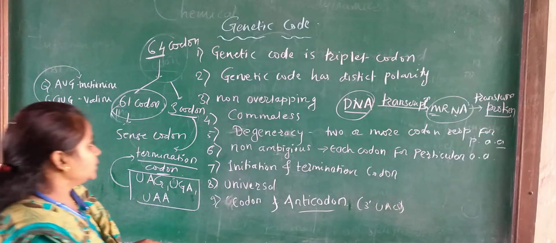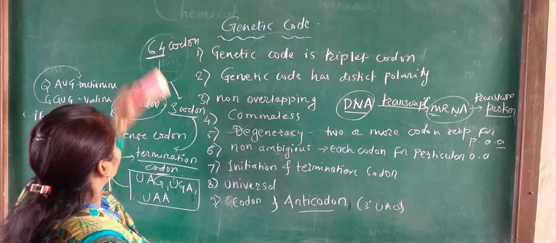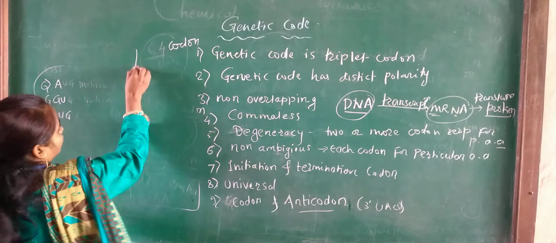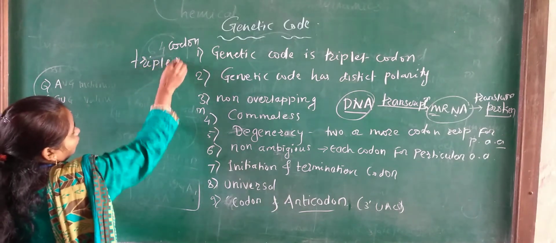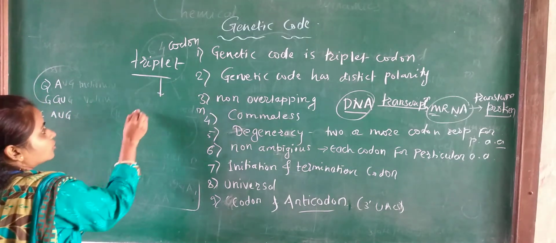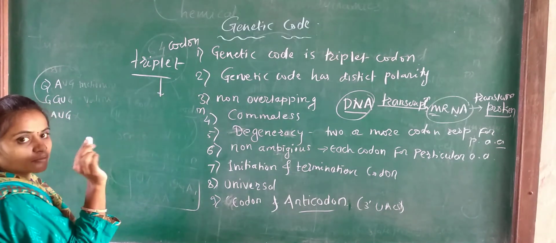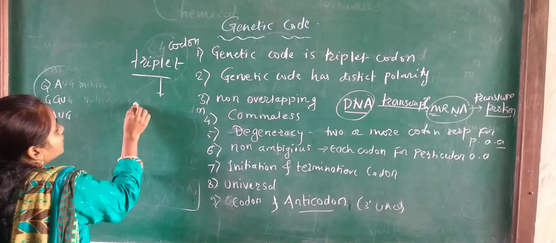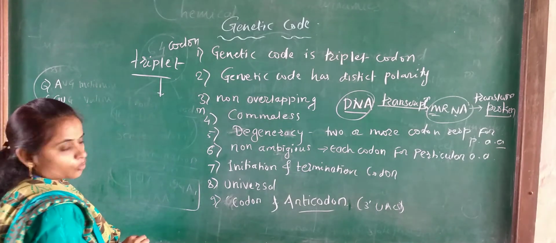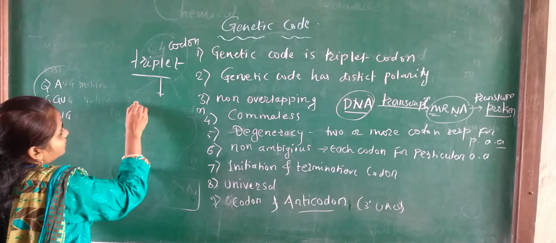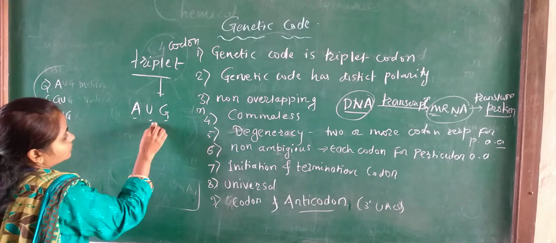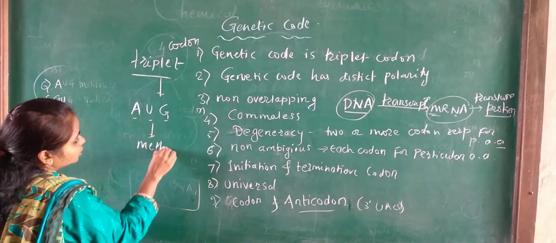Okay. After that, one of the terminologies is the triplet codon. What is meant by codon or code? Triplet codon means that for a specific amino acid, 3 nucleotides are responsible; that is called the triplet codon. For example, AUG. It is 3 in number. AUG is responsible for methionine.